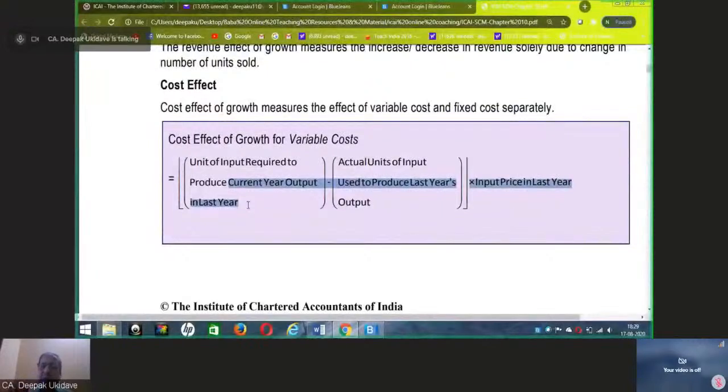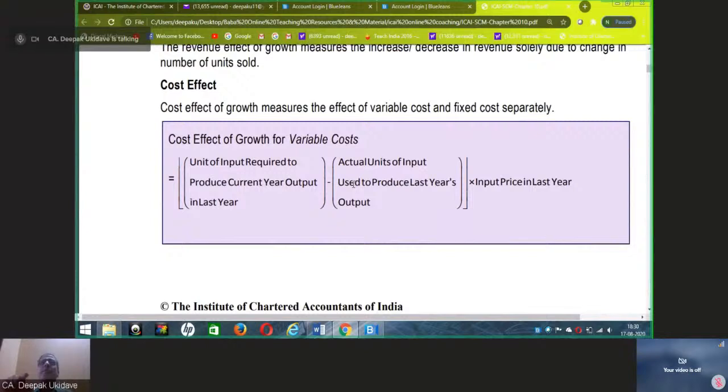So here also, now since we are talking about growth component bifurcated into cost effect. Revenue effect is over. Cost effect of growth component, we will take into account units of input required to produce current year's output in the last year, versus actual units of inputs used to produce last year's output. What is the actual consumption of raw material, actual units of input consumed vis-a-vis the standard inputs that should have been used for manufacturing actual quantity. Standard inputs required for actual production minus actual inputs.